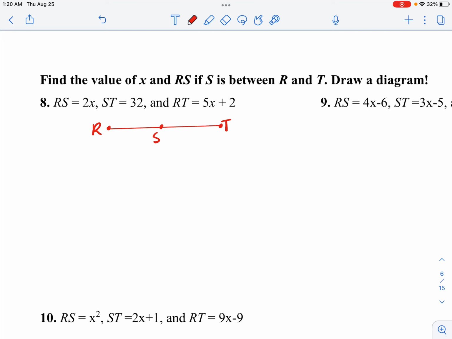Find the value of X and RS. So we have to find 2 things. We have to find what X is, and we have to find what RS is. And we could do that. So RS in this case is 2x. ST is equal to 32. And we have to find what the length is completely. So simply put, RT is equal to 5x plus 2. So we could put 2x plus 32 is equal to the full length of RT, which is given 5x plus 2. Okay? Doing some math.